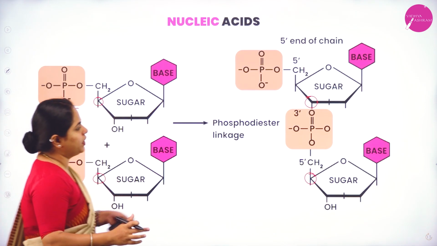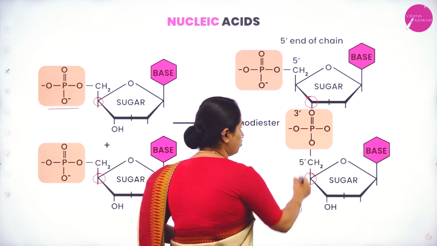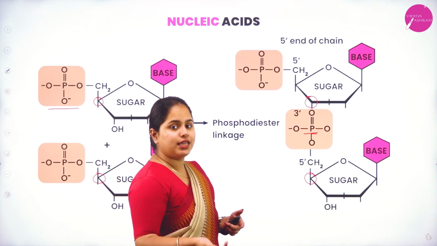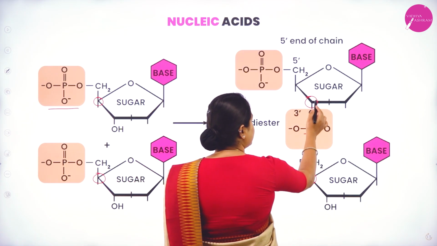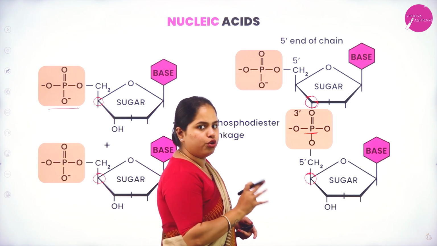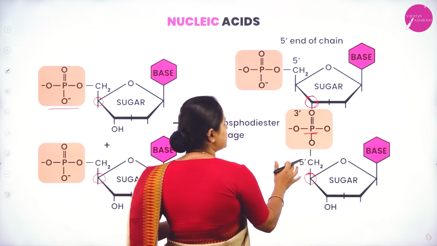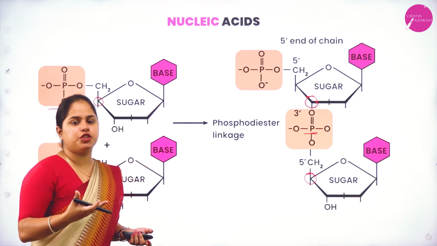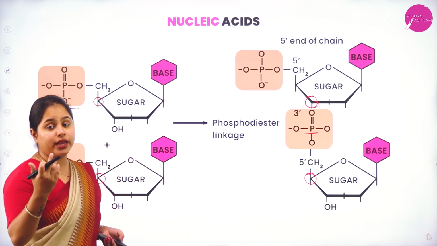So what is going to happen? A phosphodiester linkage. It's through the phosphate group that this bond is formed. That is why it is called a phosphodiester linkage. So it is formed between the 3' and 5' position of the two sugars or the two nucleotides. Clear? So this is how the nucleotides form phosphodiester linkages and form the nucleic acids.